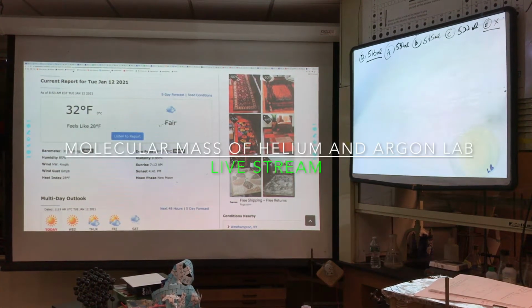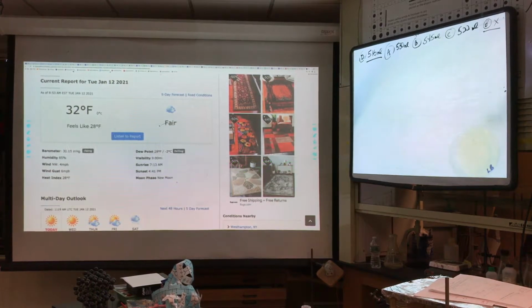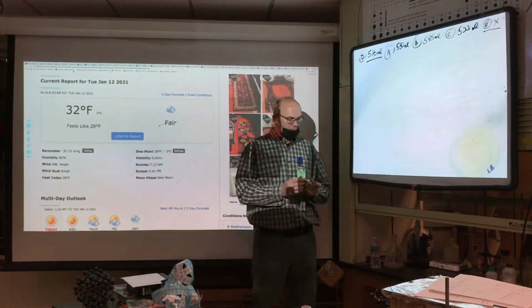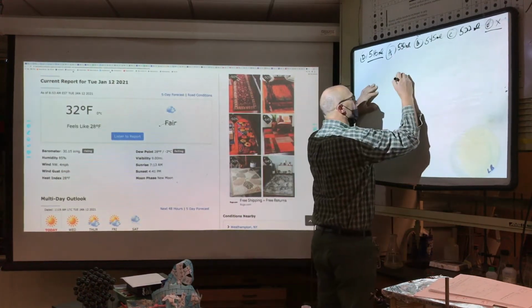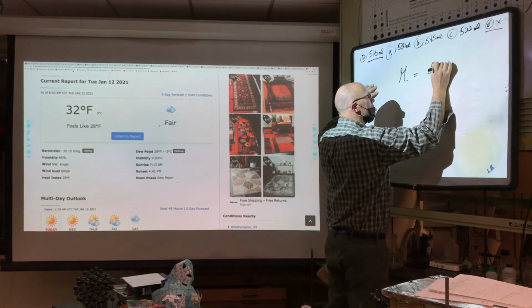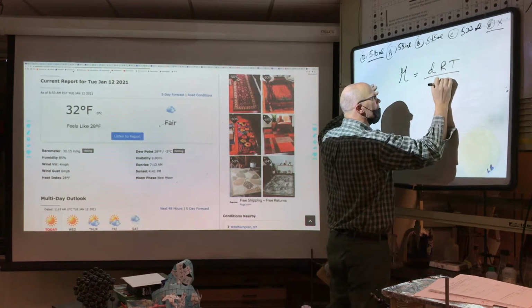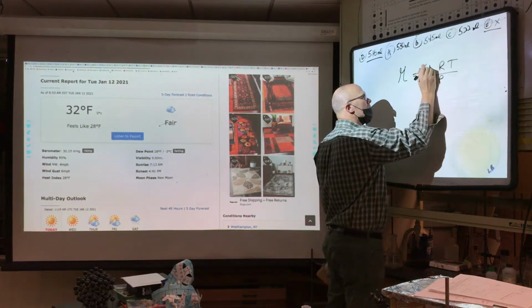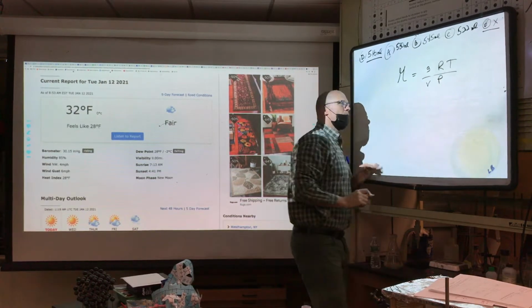Okay, so in lab today we're going to figure out the molecular mass of two gases. One is helium, one is argon, okay? And to do so, we're using our molecular mass, fancy M, pinky up, is equal to dRT over P. Now, we're going to split this d up into grams per volume, okay?